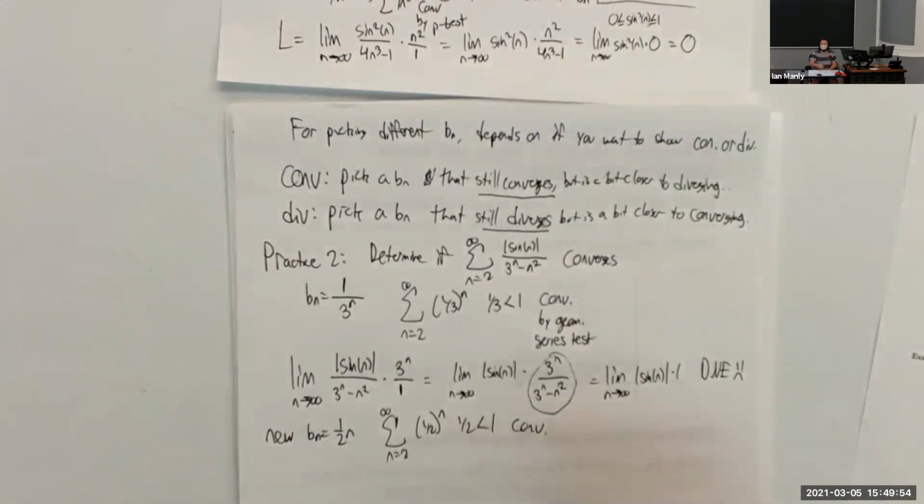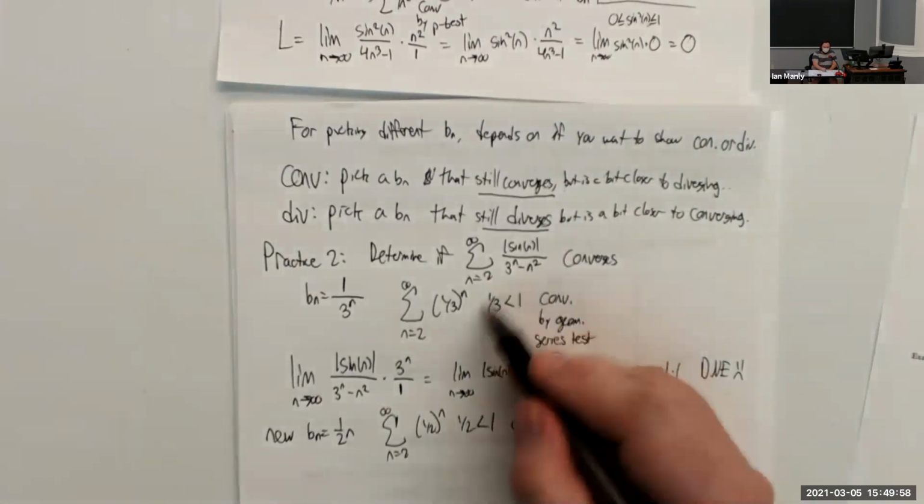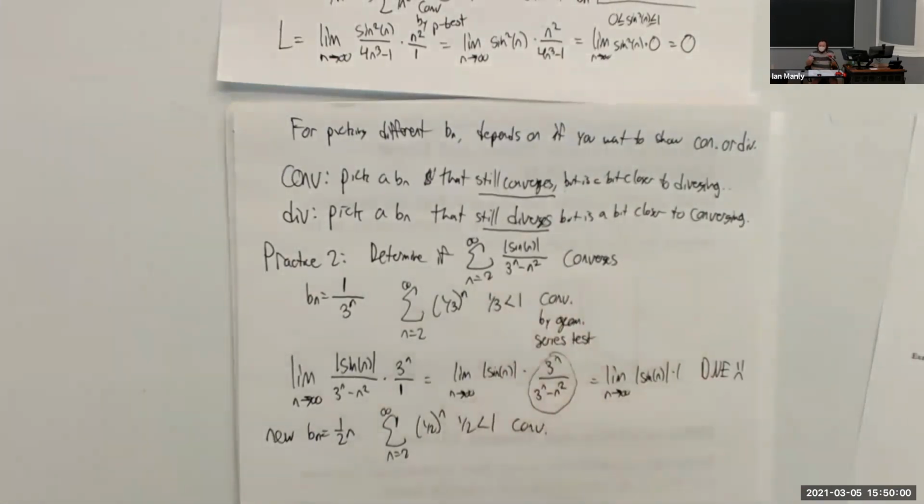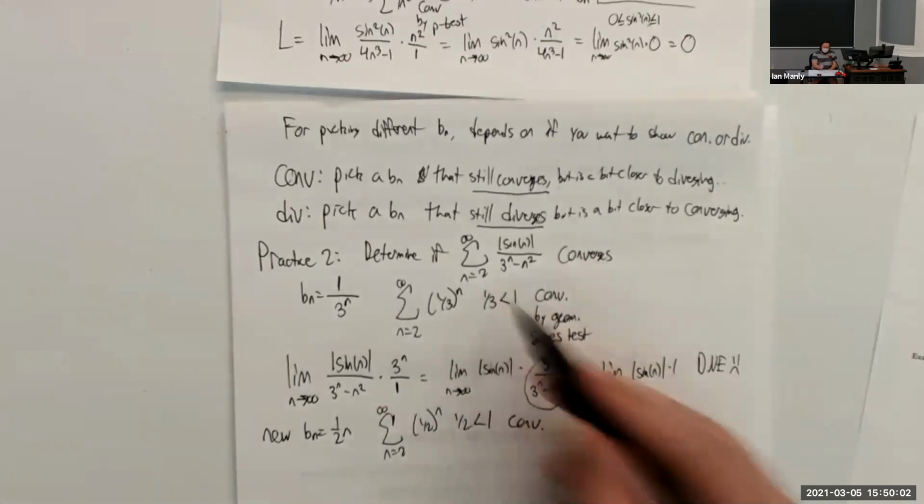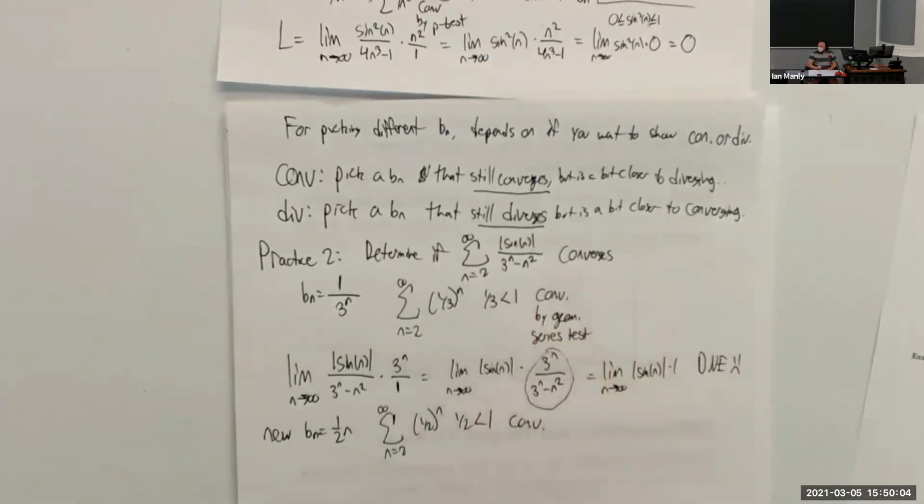It's like the difference between passing a test with a 90 or passing the test with an 80. This passed the test with a 90, but this one passed with an 80. They both still passed, but this one did it better. So we want to pick one that did a little bit worse there. So it's closer to 1.